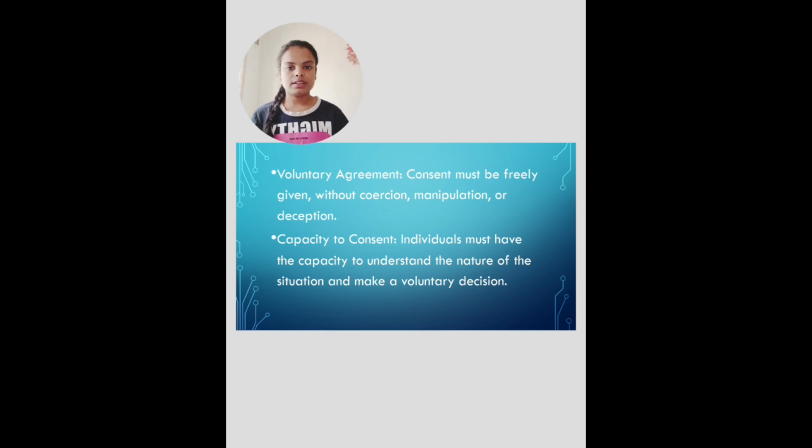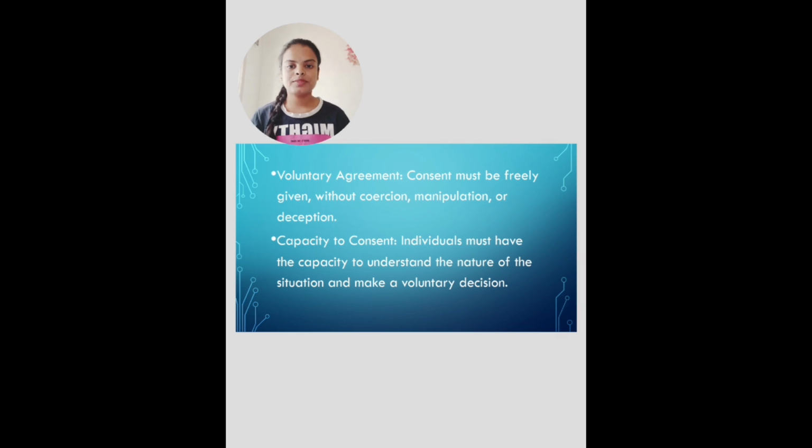Voluntary agreement. Voluntary agreement, consent must be freely given without coercion, manipulation and deceit. So this is voluntary agreement. Let's come to capacity and consent. It involves that they must have the capacity to understand the nature of the situation and make voluntary decisions. It is capacity and consent.